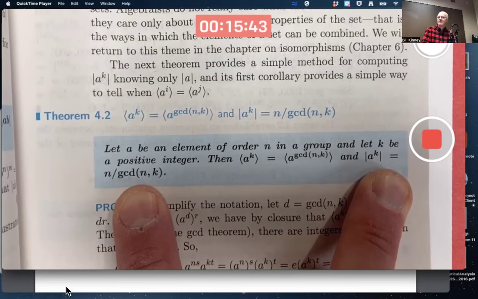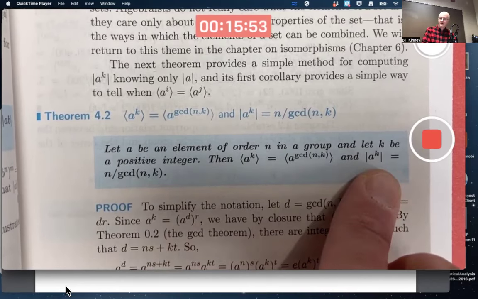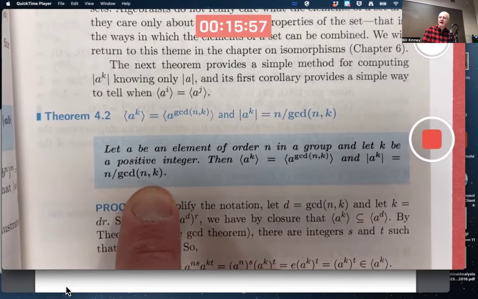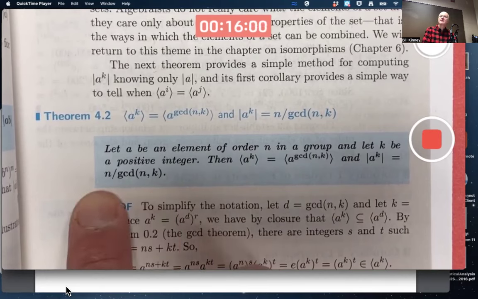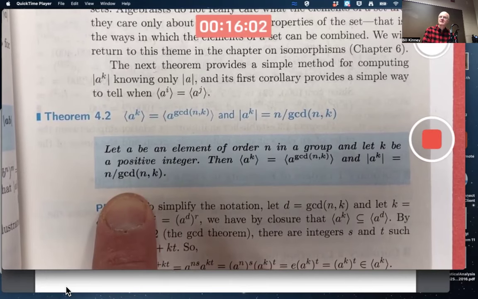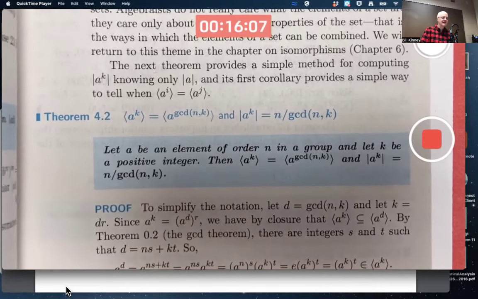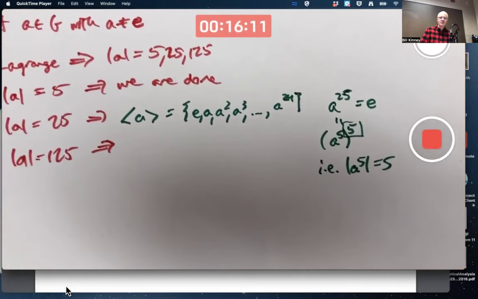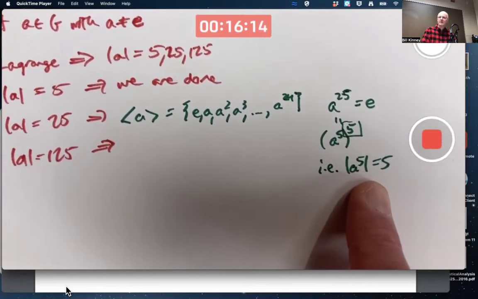In the case where n is 25, let A be an element of order 25 in a group, and K a positive integer like 5. The order of A to the 5th would be 25 divided by the GCD of 25 and 5. 25 divided by 5 is 5. So you technically could apply this theorem, but on the test, if I gave you a problem like this, you could just pretty clearly say, yes, the order of A to the 5th is 5.